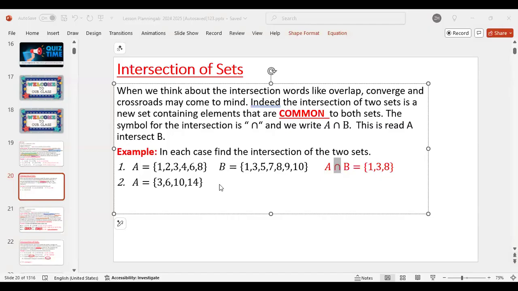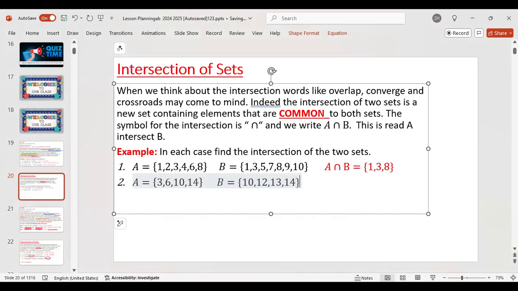All right. So B is equal to, like I said, top 10. Put your answers inside the chat. You will be recognized as a part of the top 10. So B is 10, 12, 13, and 14. So what is the intersection of A and B? Don't say it out loud, put your answers inside the chat.